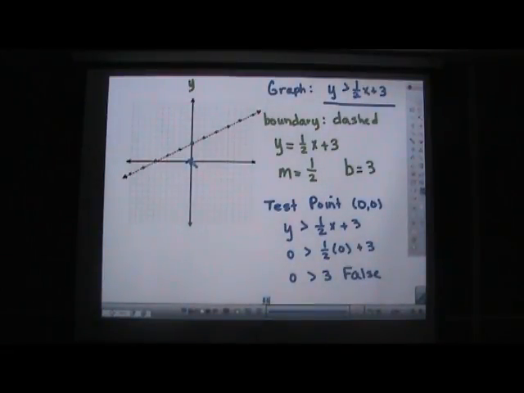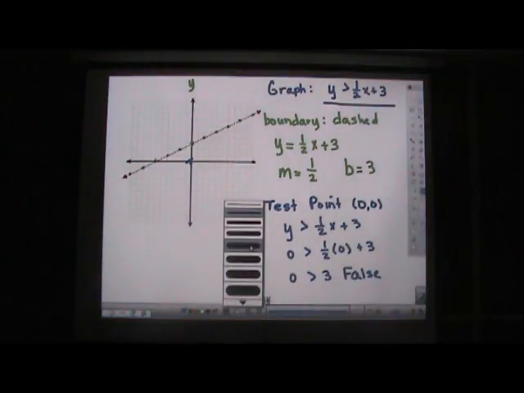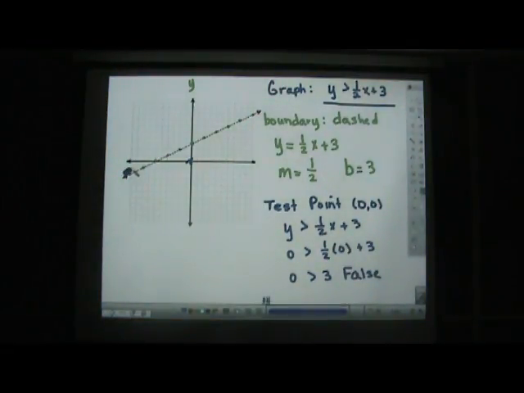That means the test point's not a solution, and anything over here with it would not be a solution. So this time you want to go up above the line, and you want to do your shading up here. So you're, again, remember, you're going to shade up to, but not over or between the dashes. I'm getting off there just a little bit. You want to do some good shading over here.